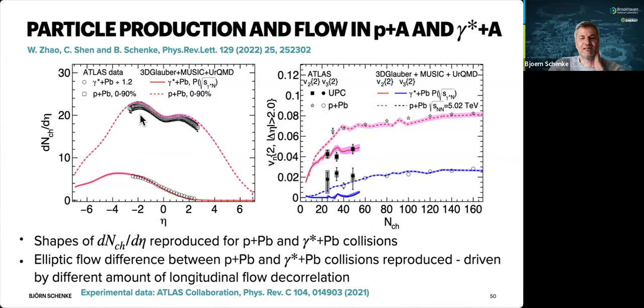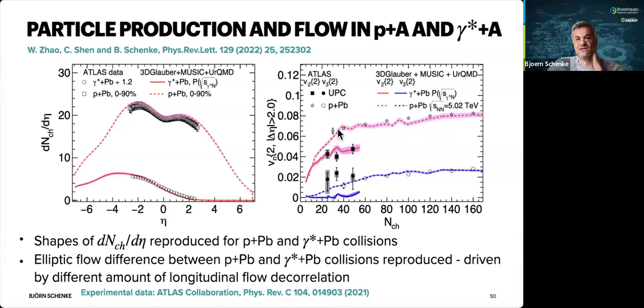So we describe proton-lead charged particle distributions very well, and the prediction for gamma-lead is this, and that actually works out surprisingly well. Initially, we didn't include the energy fluctuations of the photon, and that wasn't so well described. But with that, you get a very good description of the data.